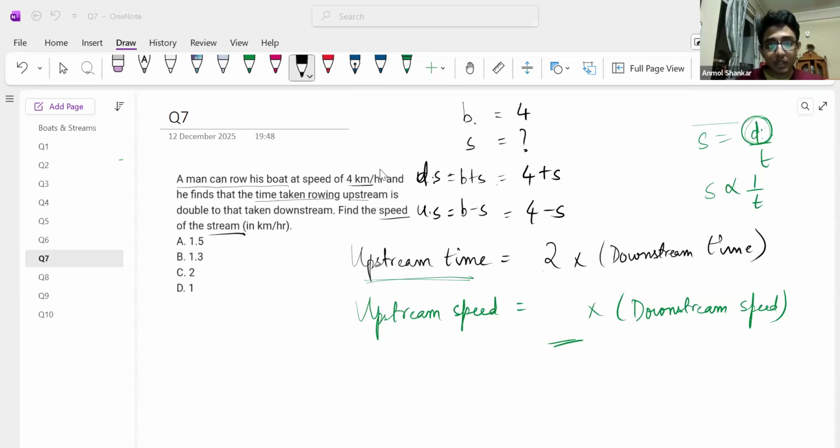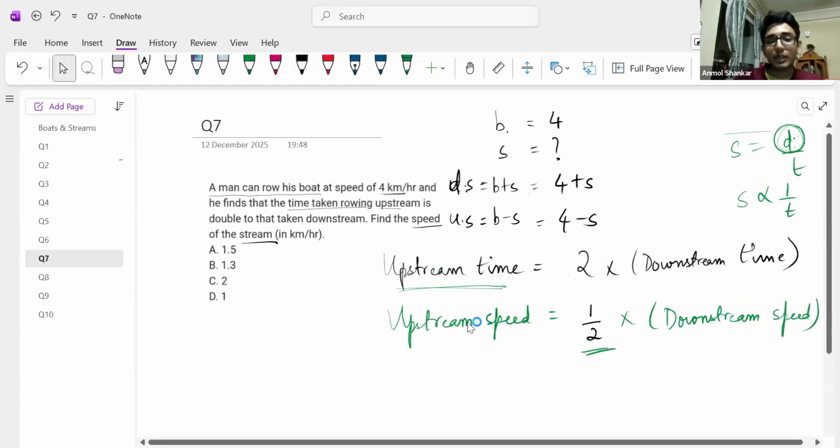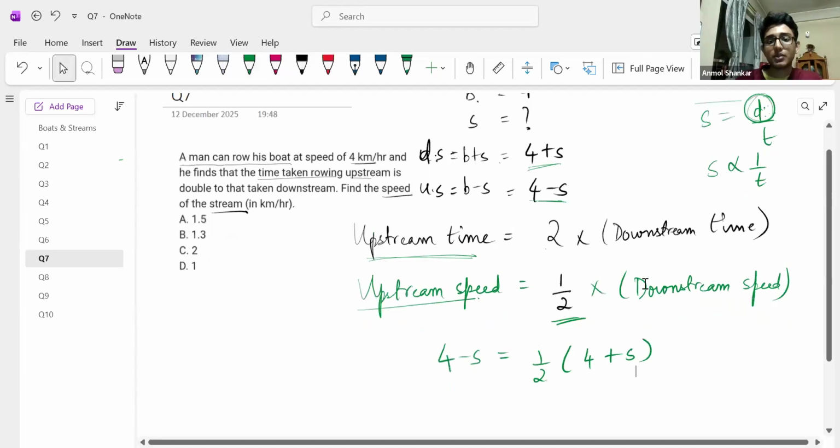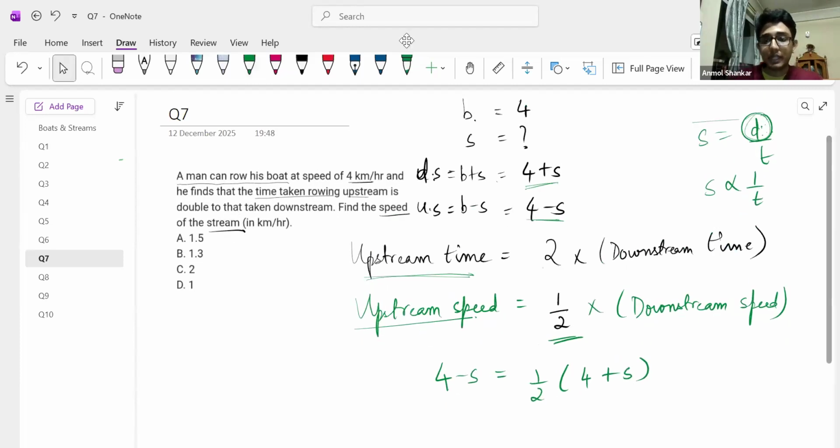Good, correct. Because the time is double, the speed is half. That is the main point here. We know what upstream speed is and what downstream speed is; we just have to substitute. Upstream speed, 4 minus s, is equal to half of downstream speed, 4 plus s. It is a small linear equation to solve. Solve it and tell me what you get.